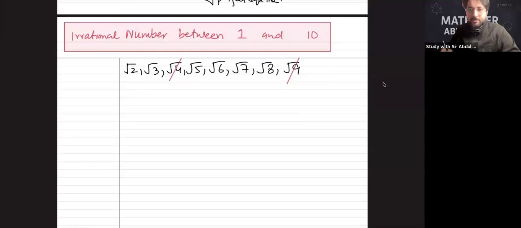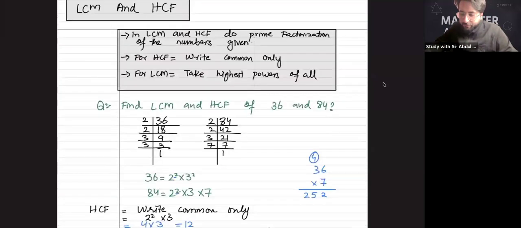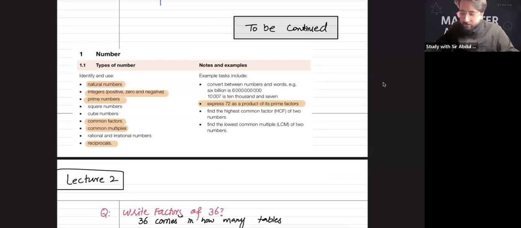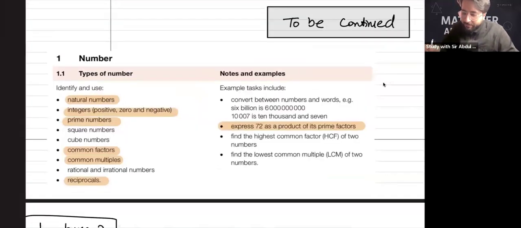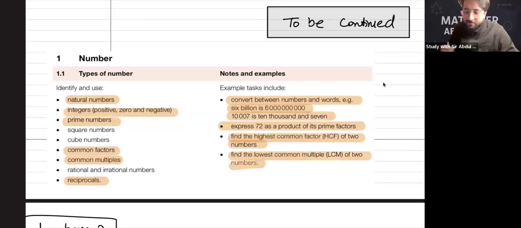Yes, any problems so far? Yes, sir. So we are technically done with this particular topic, and that is the syllabus in front of you. Alhamdulillah, we started this yesterday, and we are done with the conversion of currency and the words. We are done with find the HCF of two numbers and find the LCM of two numbers that are written in the syllabus.